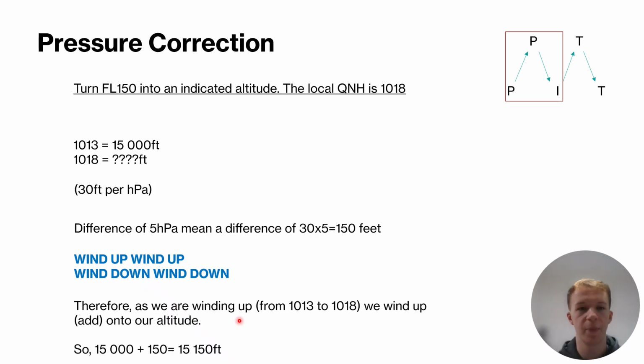Therefore, as I said, winding up, we add on to our altitude. So it's just going to be 15,000 plus 150, giving you 15,150 feet. Nice and simple. So we look for the difference. We find, using our conversion, the difference in feet. We figure out whether we're going to be winding up the altitude or winding down. And then we add or subtract from the altitude.